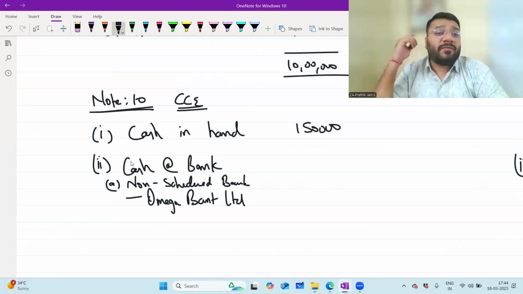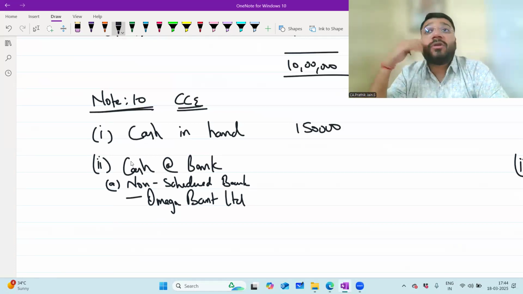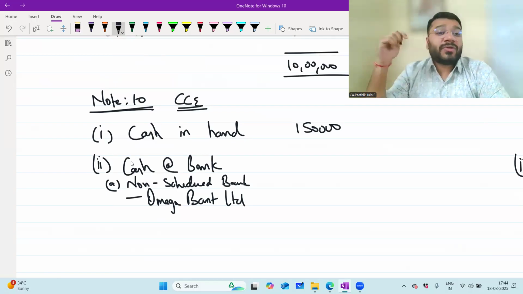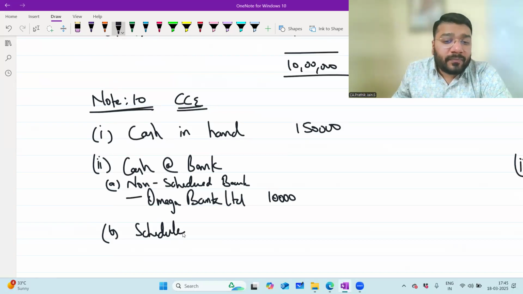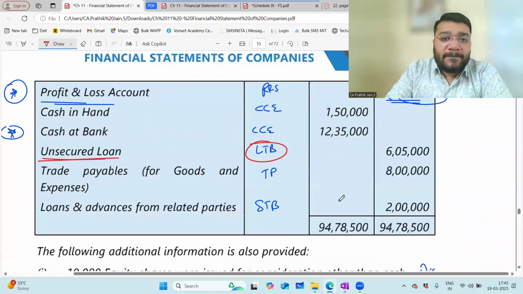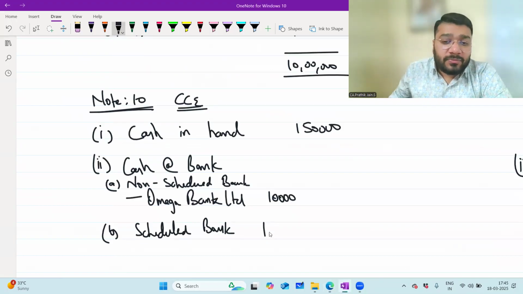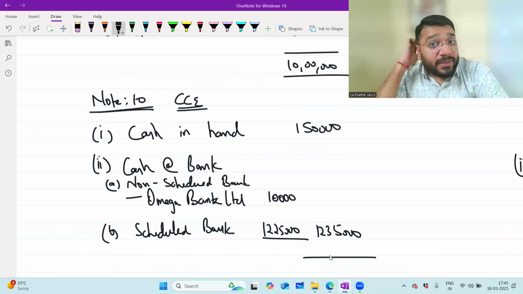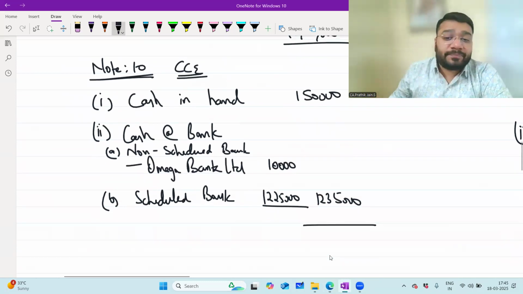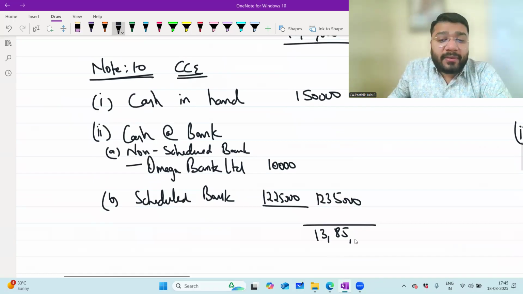Please ensure, first is cash at bank heading. Under that, non-scheduled bank. Under that, you have multiple banks. The bank that we are having is Omega Bank Limited. How much is it? 10,000 in the inner column. Then B is scheduled bank. List is not given, so it's okay. Directly we'll write the total, 12,25,000. So total 12,35,000. Cash at bank 12,35,000 plus cash in hand 1,50,000 is 13,85,000.